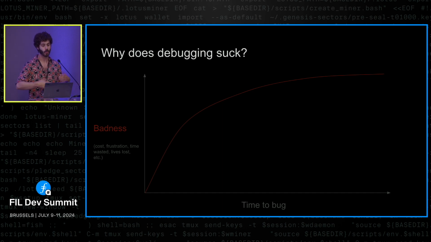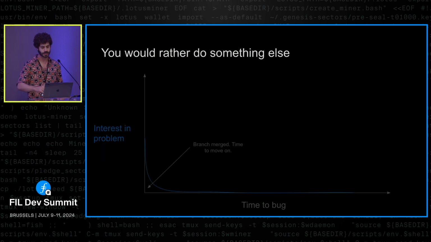So, okay, why does this relationship exist? Maybe people believe me that it's there, but what are the factors causing it? So, first thing is you don't want to be doing it. Almost nobody wakes up and says, I want to go debug an issue today. And really nobody wakes up and says, I want to go debug a week-old issue, a month-old issue, a year-old issue. Like, you've moved on.